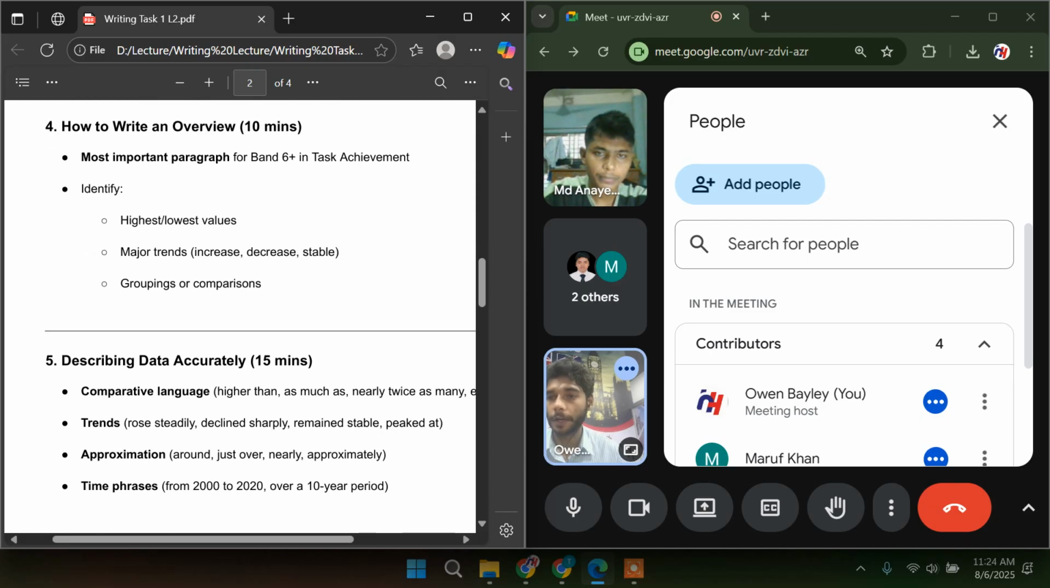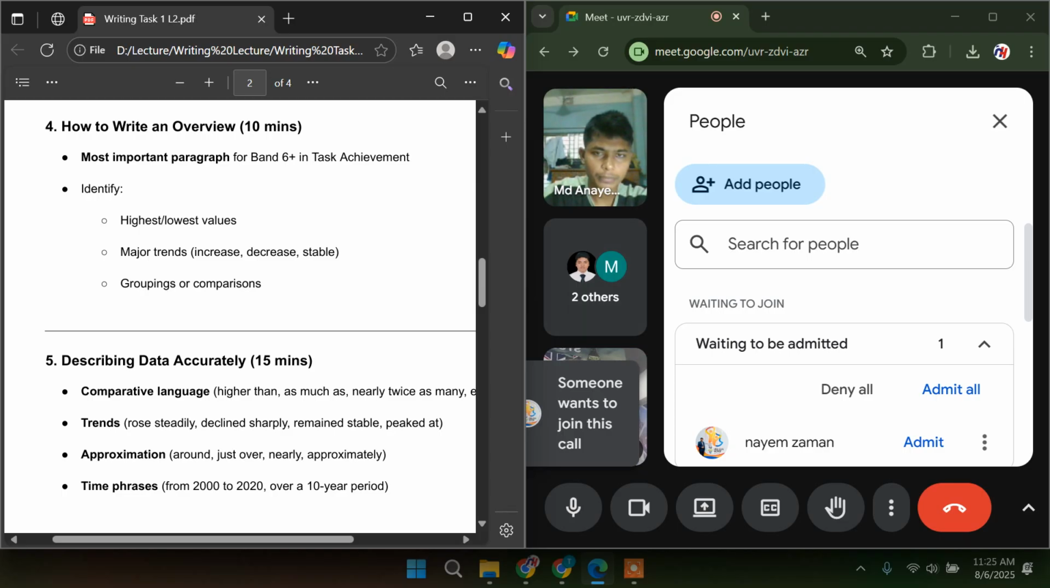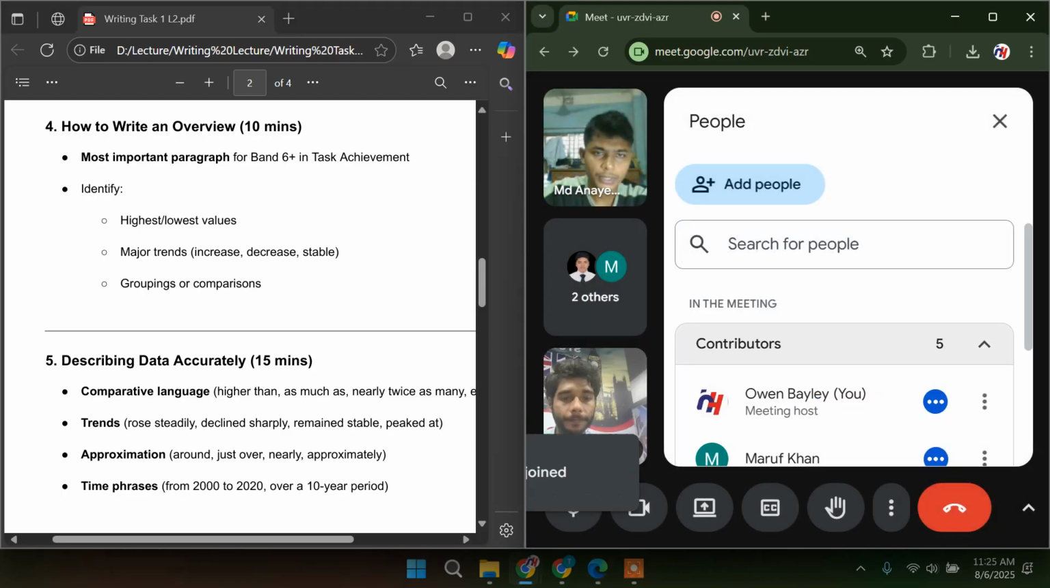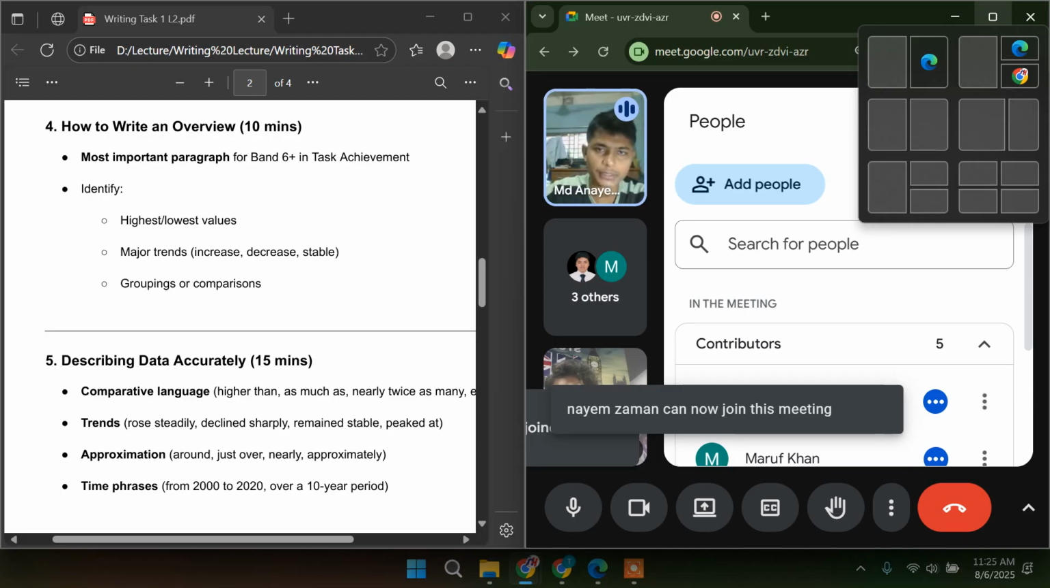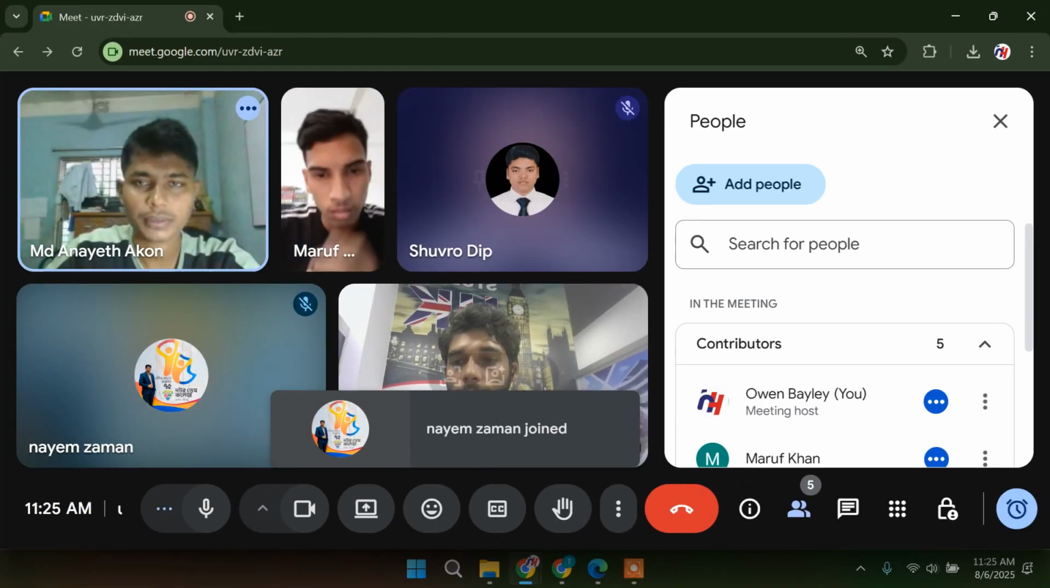So how to write an overview. It is the most important paragraph for band 6 plus task achievement. Overview: key terms or features, no data. Wait 1 second.